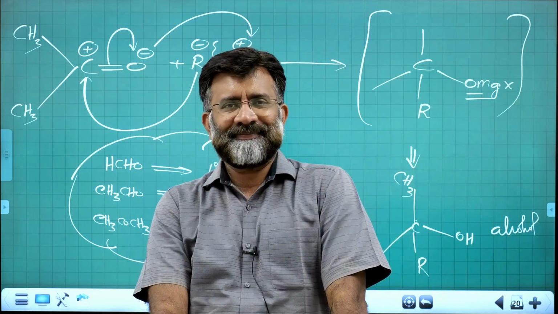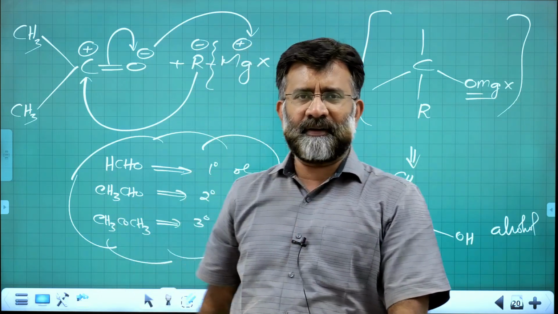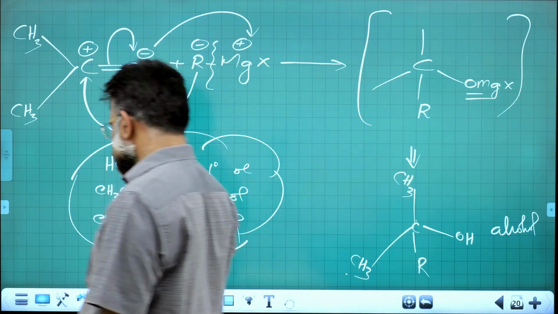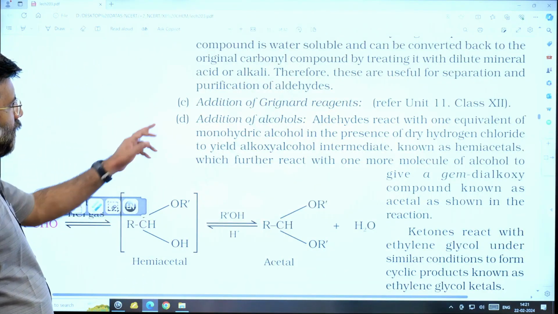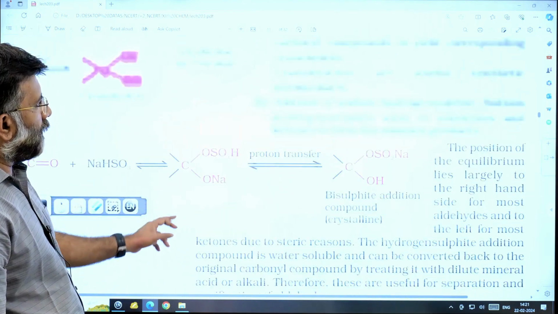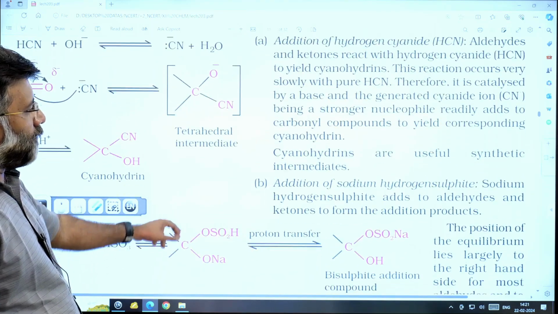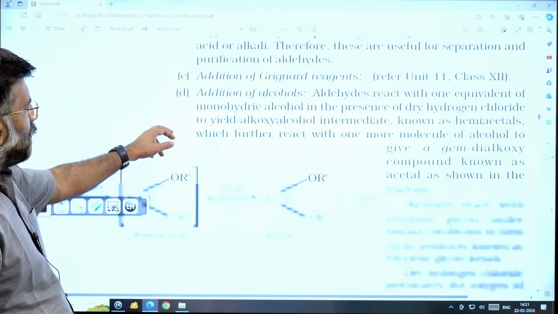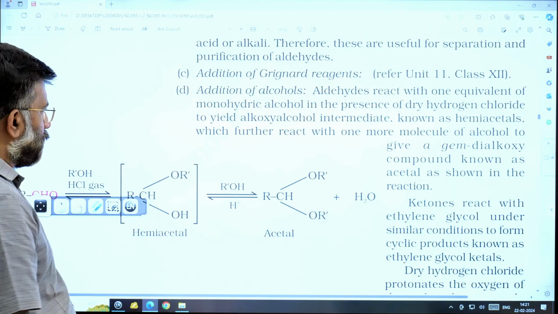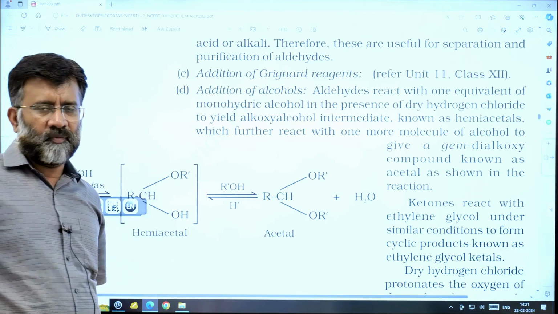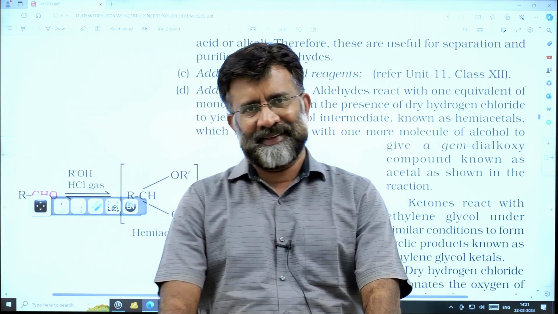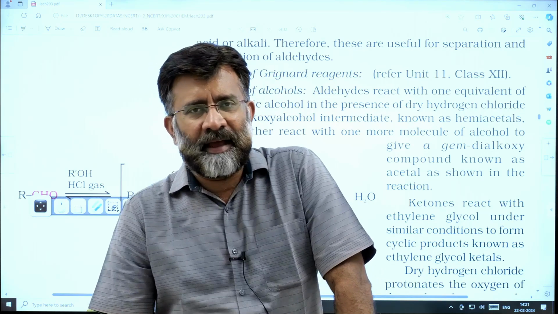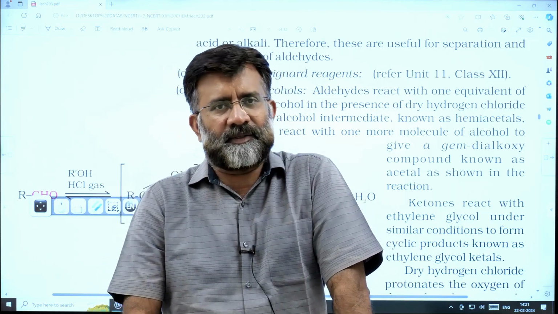Learned in the previous chapter, I was just reminding you. So reaction number 1 with HCN, reaction number 2 with sodium hydrogen sulfite, and reaction number 3 Grignard reagent. Most important one, reaction with the alcohols, that is the addition reaction with the alcohols.